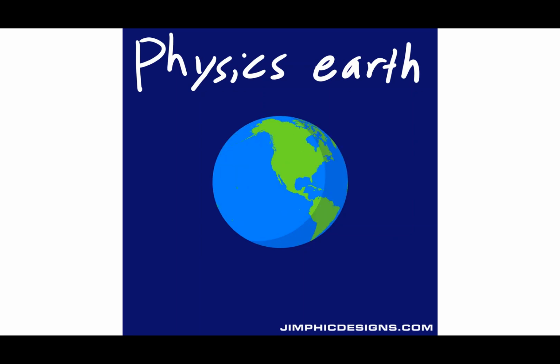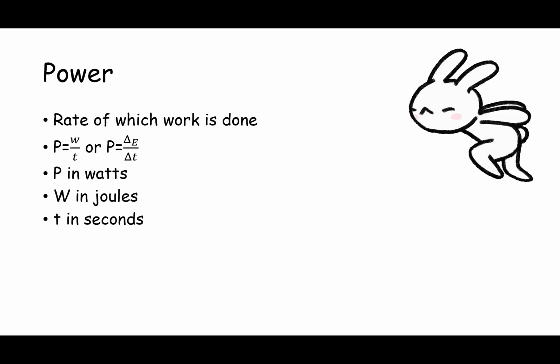Okay, let's move on to power. So what is power? Power is the rate at which work is done. So it's basically how much work is done over a certain period of time. So we have the equation power equals work over time, or it can be power equals change of energy over change of time. We have power measured in watts, work measured in joules, and time in seconds.